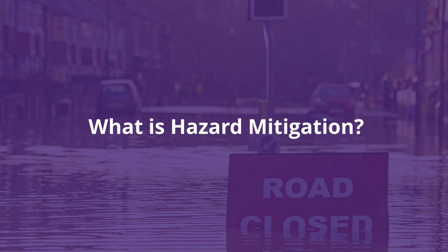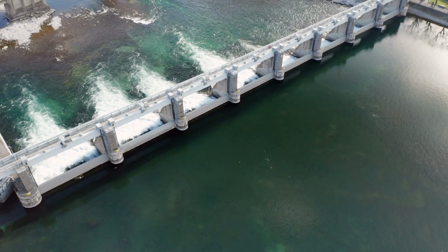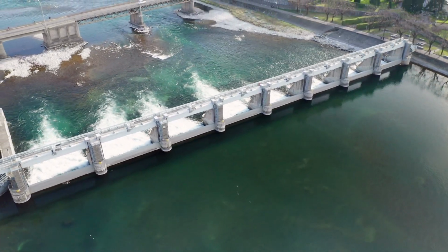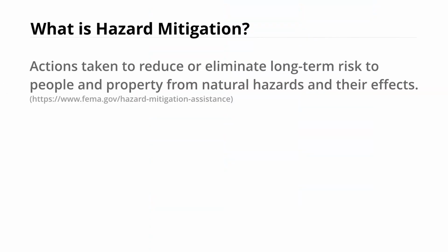Mitigation is actions taken to reduce or eliminate long-term risks to people and property from natural hazards and their effects. Perfectly good definition. It captures exactly what we're talking about in terms of these various actions that we can potentially undertake in a community.